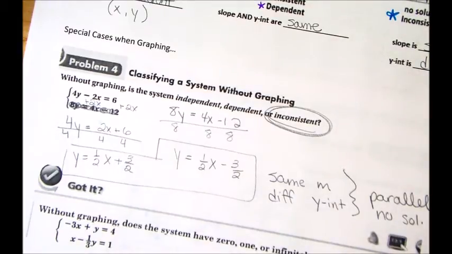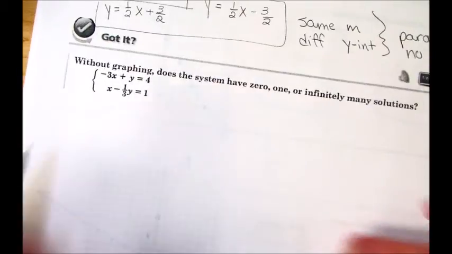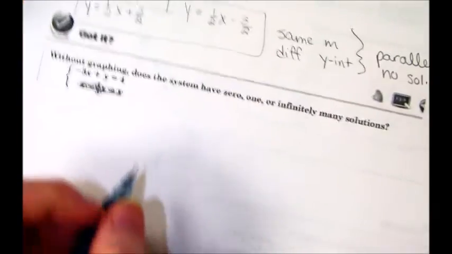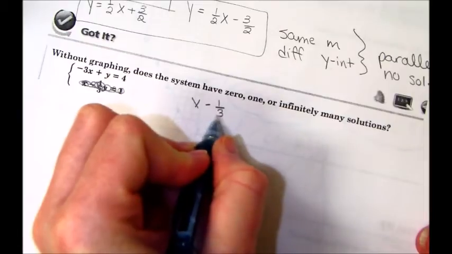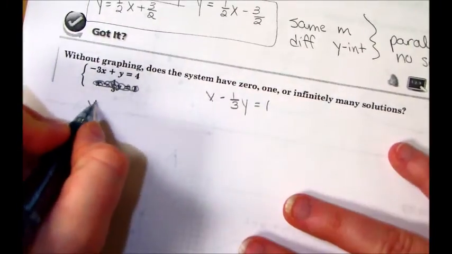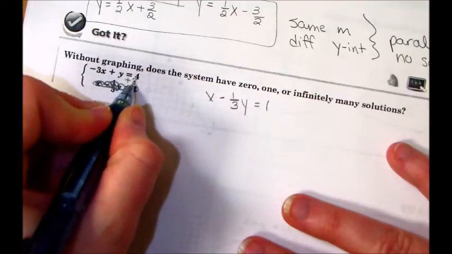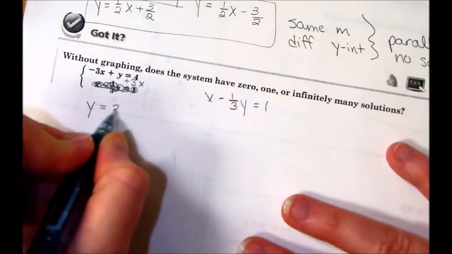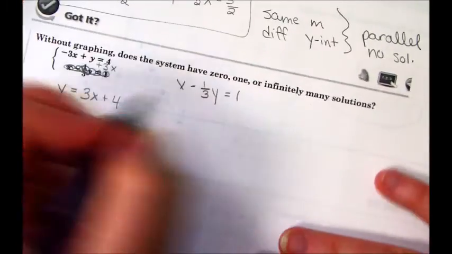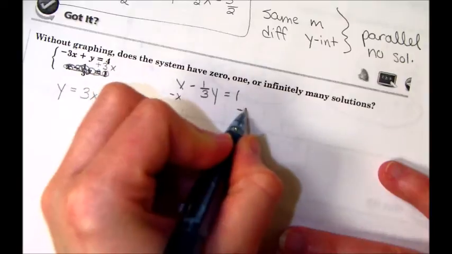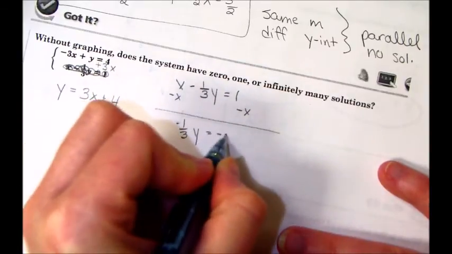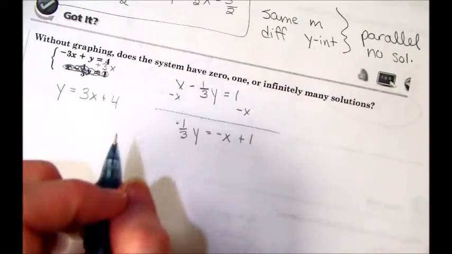Let's try that one more time. Down here, again, I'm going to move this on yours before I print it. What was it? x minus 1/3 y equals 1. Okay, the first one, add 3x to both sides. So we get y equals 3x plus 4. You don't need to divide by anything. This one, subtract x from both sides. So you get negative 1/3 y equals negative x plus 1.